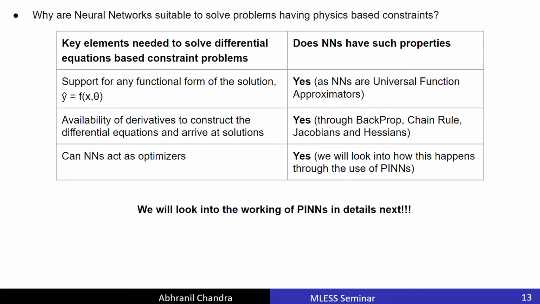Now, the reason why neural networks are suitable for solving such problems: the key elements needed to solve differential equation-based constraint problems are support for any functional form of the solution, y hat equal to f of x. Neural networks very easily tick this box, as neural networks are universal function approximators and can approximate any function in theory. Neural networks also have the availability of derivatives needed to construct differential equations and arrive at a solution through backpropagation, chain rule, Jacobians, and Hessians of the derivatives, which are easily calculated and available through any auto differentiation software like PyTorch, TensorFlow. And neural networks can also act as optimizers.